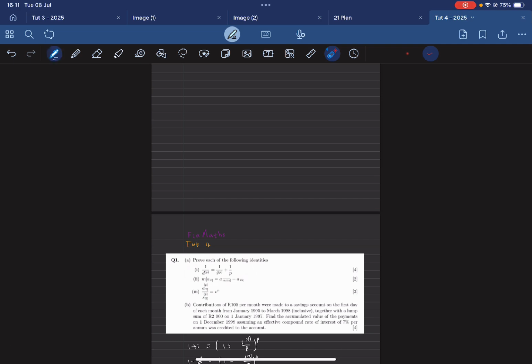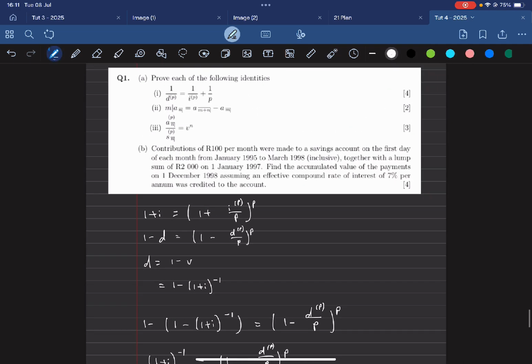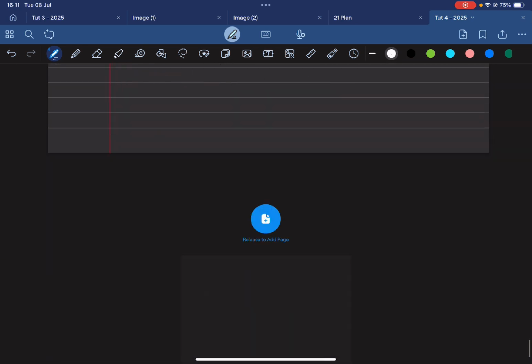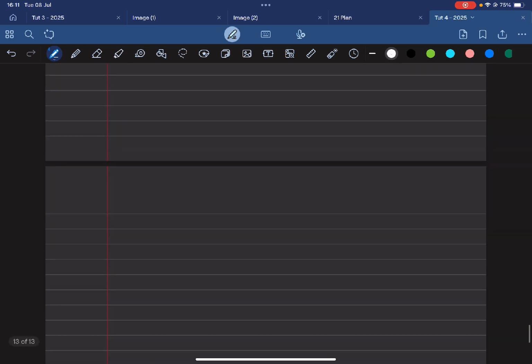So that's how you do the first one, I. Let me just label this one. Question 1A, I. Cool, that's the first one. Now let's have a look at the second one, I.